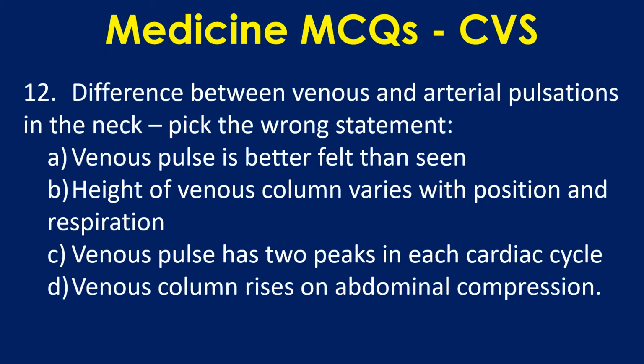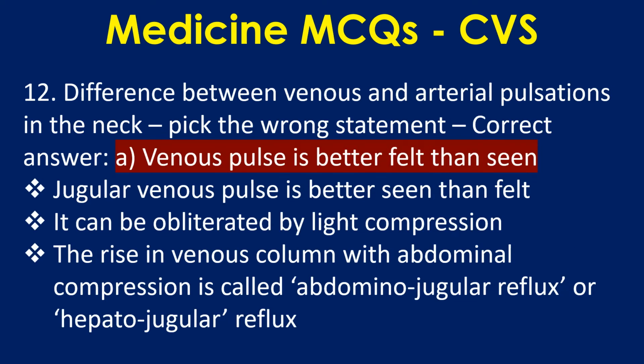Difference between venous and arterial pulsations in the neck. Pick up the wrong statement. A. Venous pulse is better felt than seen. B. Height of venous column varies with position and respiration. C. Venous pulse has two peaks in each cardiac cycle. D. Venous column rises on abdominal compression. Correct answer: A. Venous pulse is better felt than seen.